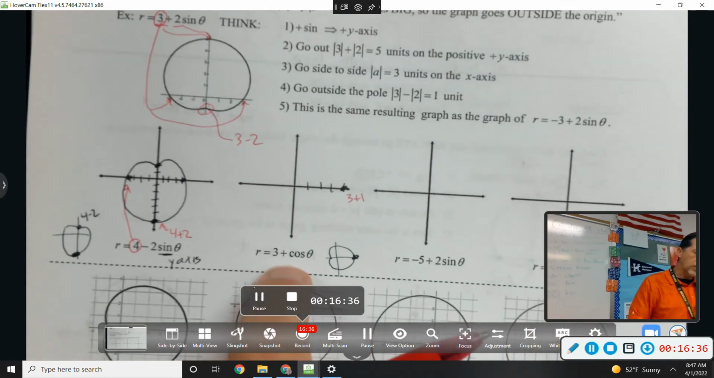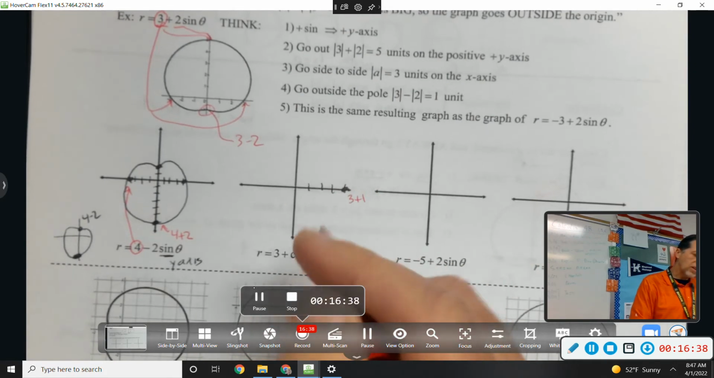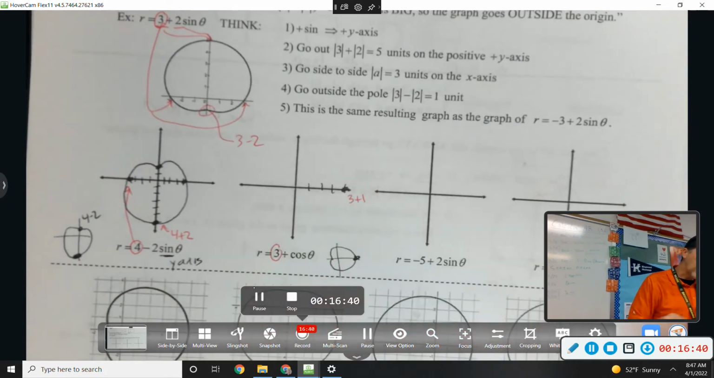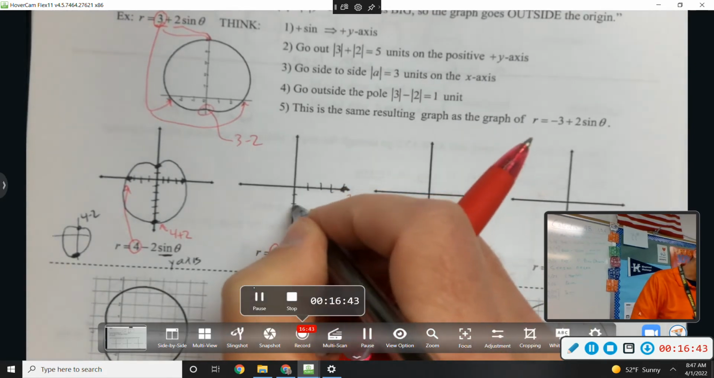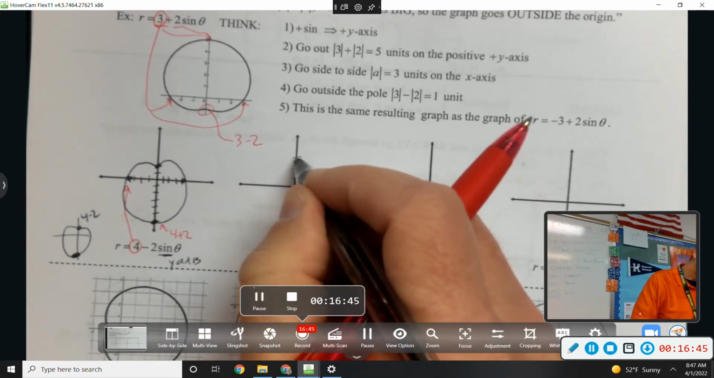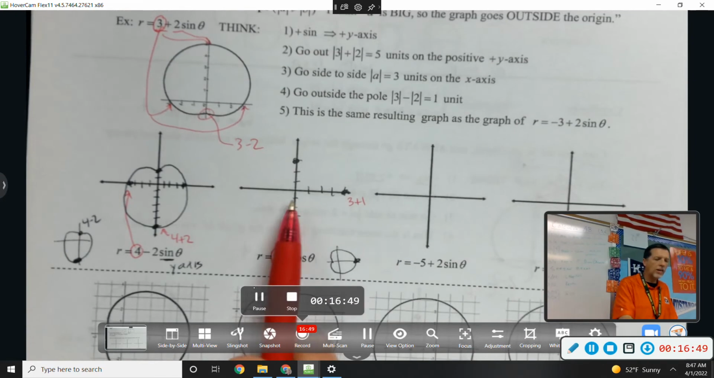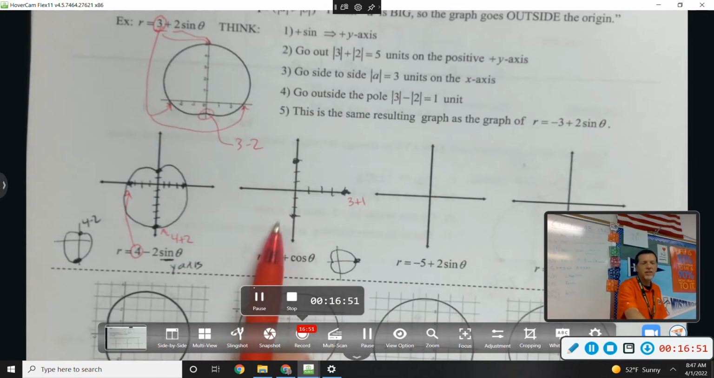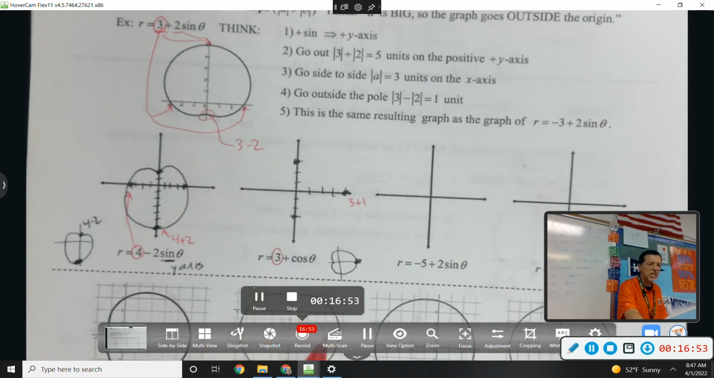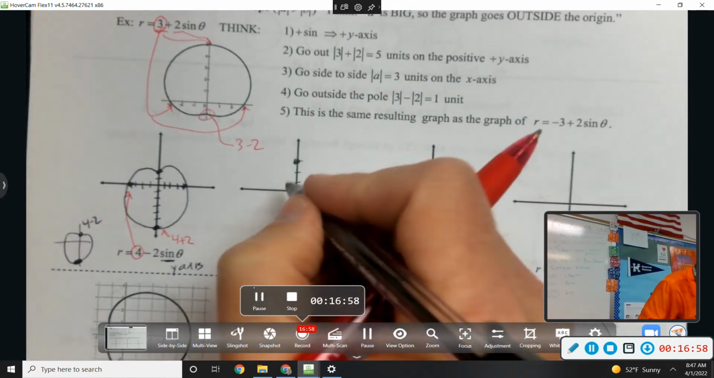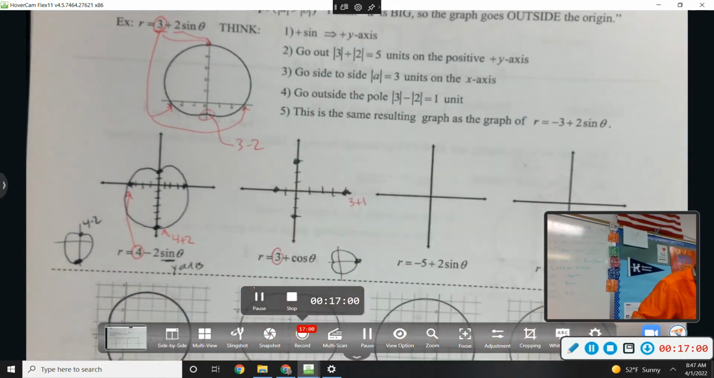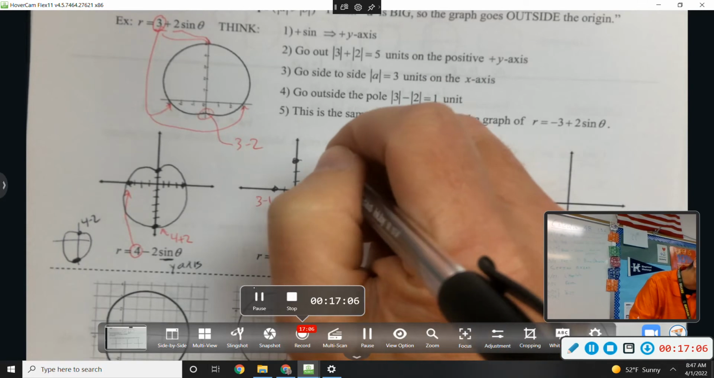Careful. 3 plus 1 gets me the farthest point. 3 gets me the sideways points. 1, 2, 3. 1, 2, 3. The sides of the heart. And then how far back is the indentation? 2. 3 minus 1. And again, it's only 4 points, but you know the basic shape of what's going on.